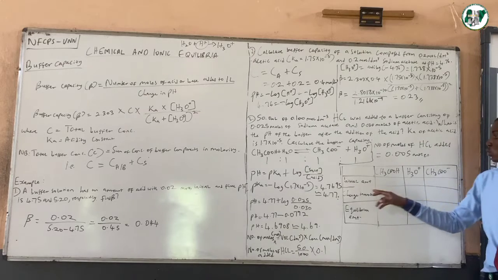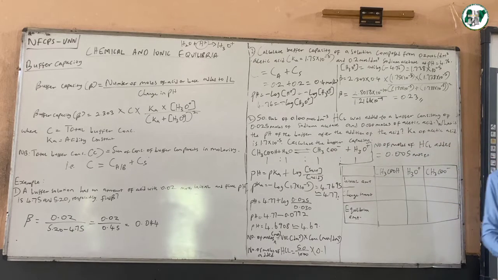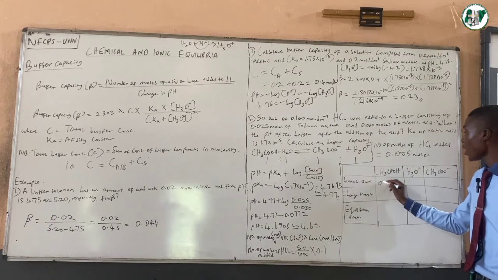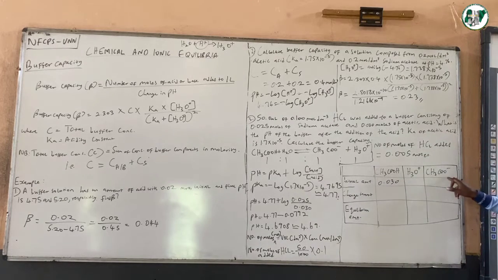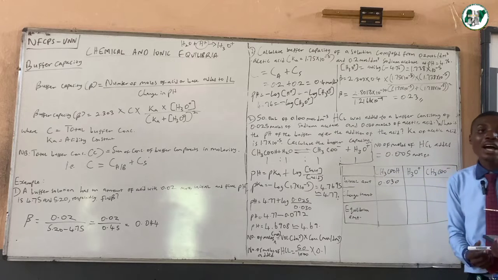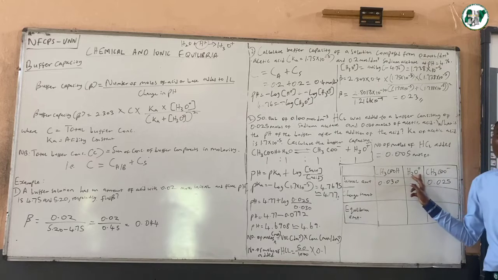Now the initial amount, what's the initial amount of acetic acid? The initial amount of acetic acid here is 0.03 moles. So we have 0.030 moles. What's the initial amount of the conjugate base? That's the salt, sodium acetate. What we have there is 0.025 moles. What about the hydrogen ion concentration?